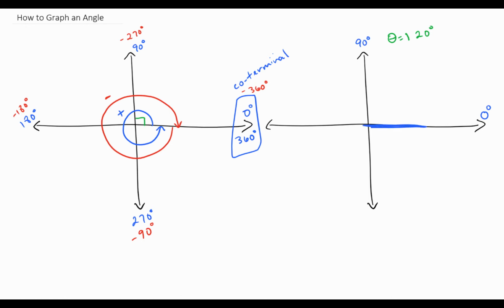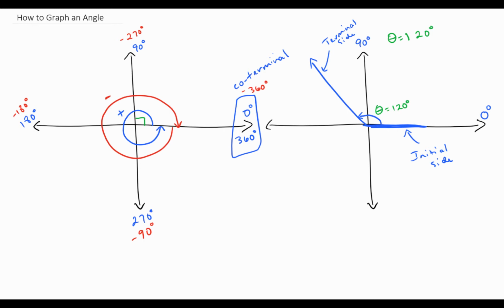An angle always has two sides, so this would be called my initial side. And then I'm going to travel along and to about here. That's about 30 degrees past 90, and that's kind of how you're going to have to start counting things. And this side here is called the terminal side. So this would be my angle theta of 120 degrees.